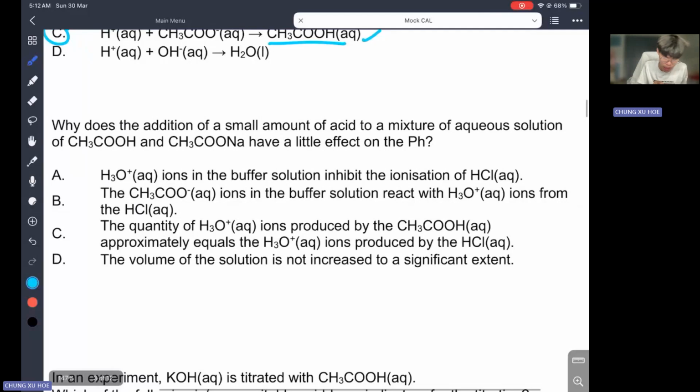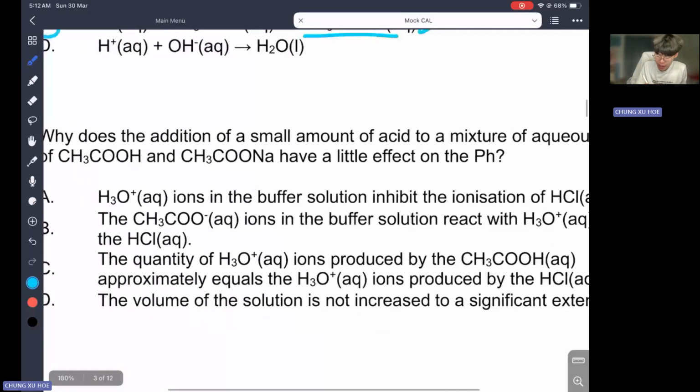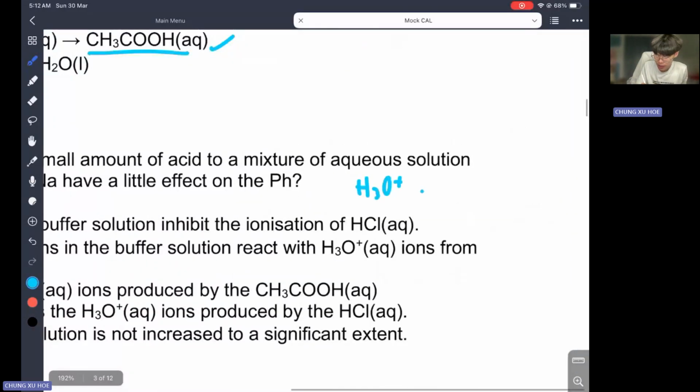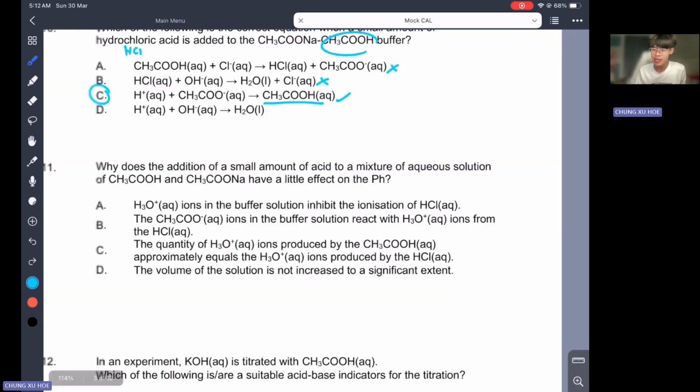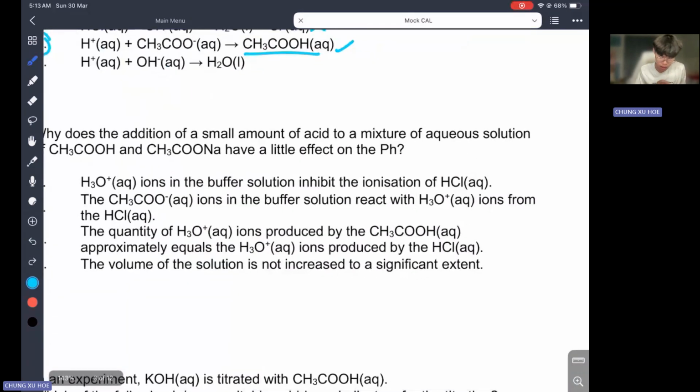Okay. H3O+. What's H3O+? Actually, your H3O+ is your H+. It's just a different name, and this is more real life application. But it's the same thing. You can write it both ways in the exam. It's acceptable. It's accepted. In buffer, H3O+ ions in buffer solution inhibit the ionization of HCl.